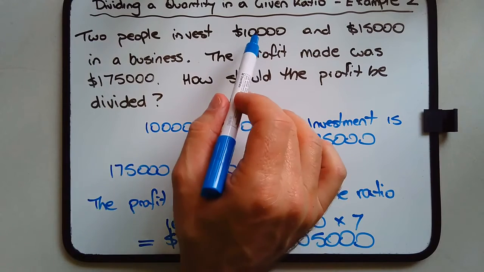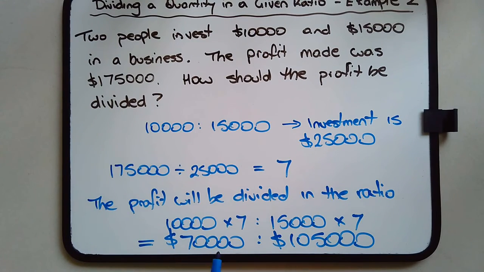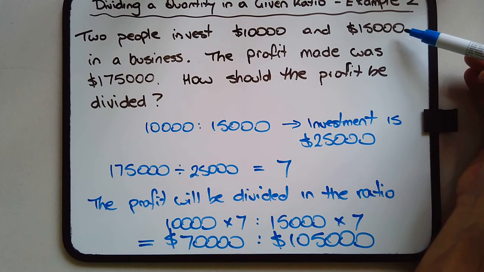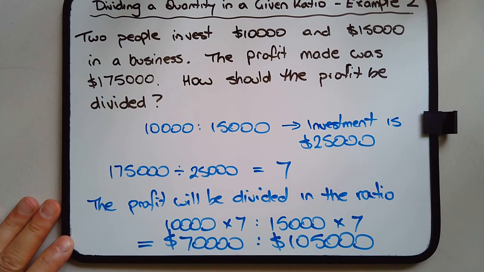So the first person, the person who invested $10,000, will get $70,000 of the profit, and the person that invested $15,000 will get $105,000 of the profit.